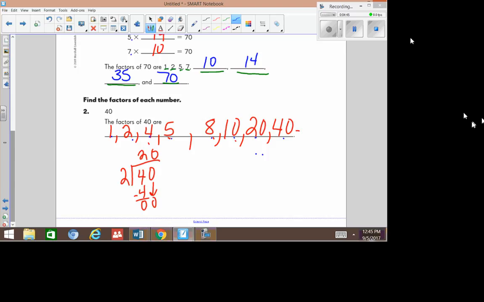Most of them are even. Yes, most of them are. Listen, when you have a factor, that means you have to multiply to get this as an answer. Okay? That's what factors mean.